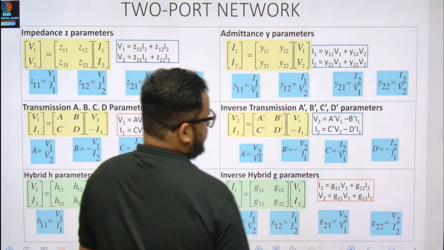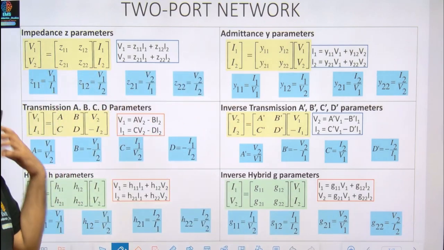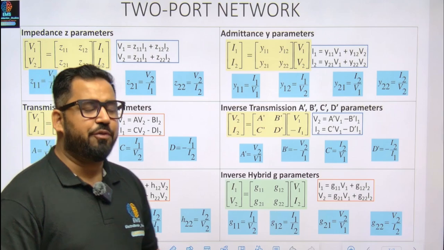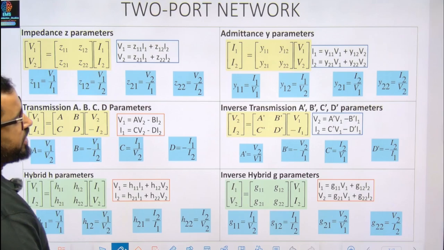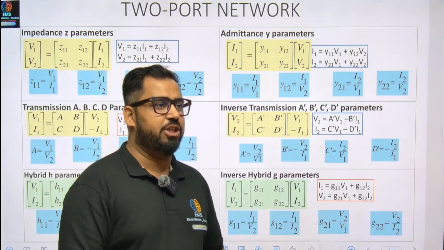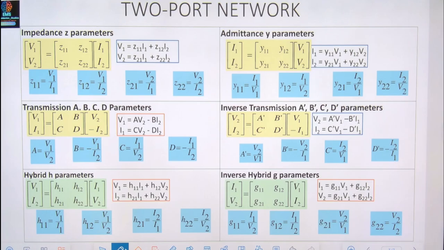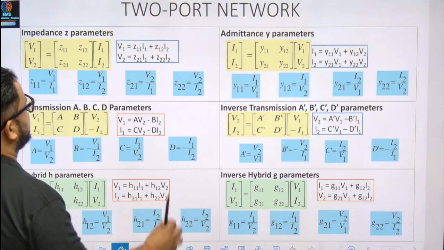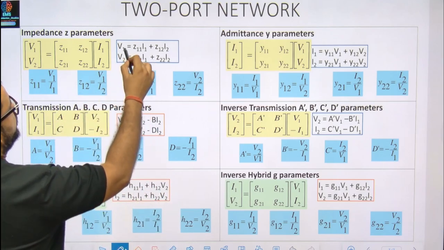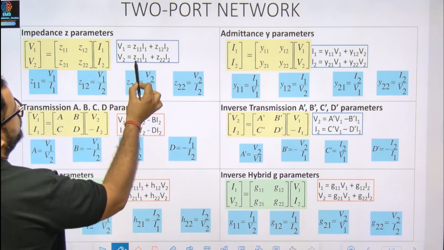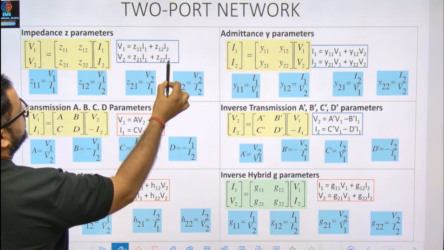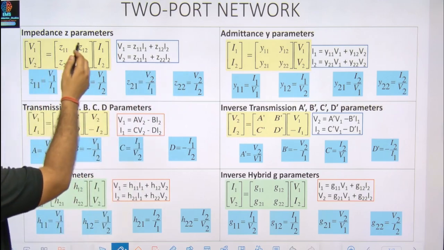So let us see all the parameters. Now this is a kind of holy grail for two-port network. This contains almost every possible thing which we need to know about the parameters. So let's start with the impedance parameter. Now for the impedance parameter, we get two equations. V1 equals Z11 I1 plus Z12 I2, V2 equals Z21 I1 plus Z22 I2. So this is a matrix.